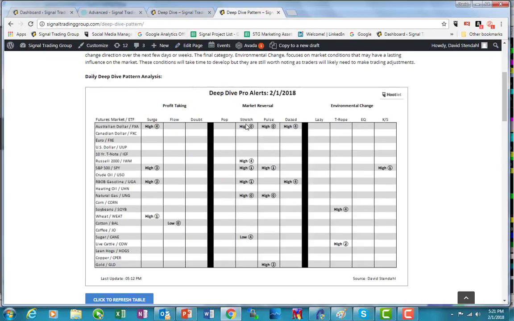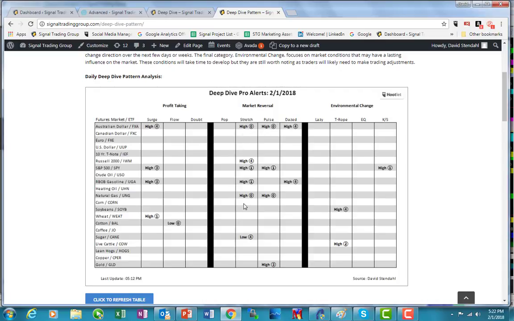And what I want to do is focus not necessarily on a market per se, but really focus on the stretch, which is a reversal indicator, and the pulse. The main one I'm just going to talk about is the stretch. I just want people to understand this because I get a lot of questions about it, and there's a lot of information obviously in this Deep Dive. But the stretch is going to be one of the more important ones.